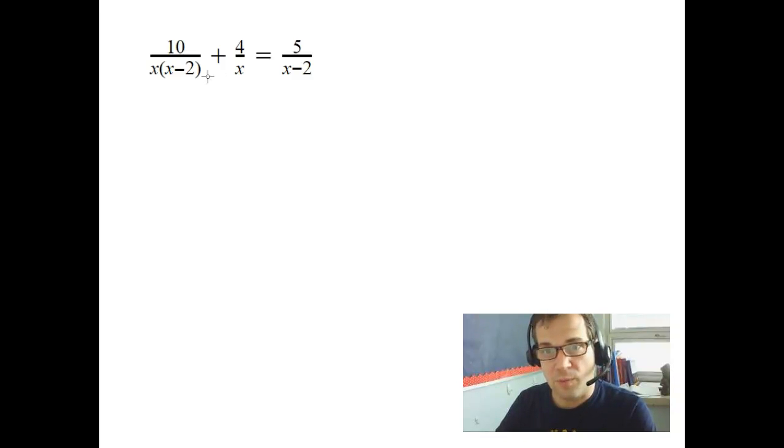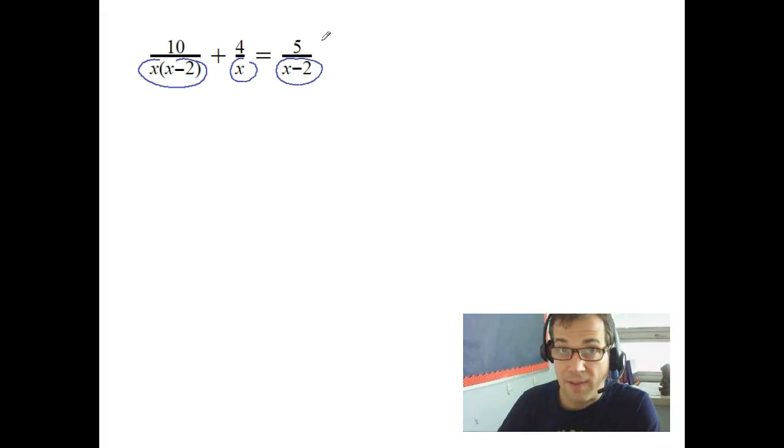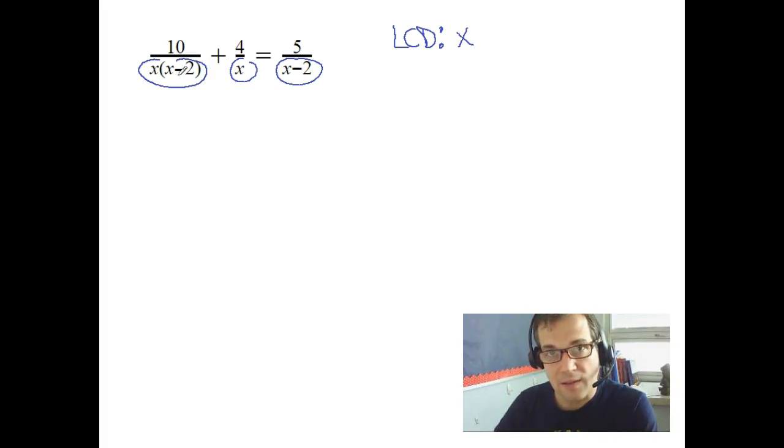We have an equation with some rational expressions inside of it, so our first job is to find that least common denominator. I'm going to focus all my energy on these denominators and find the common denominator. I'll write this down all the time as a point of reference. This denominator has an x, so I'll need an x. It has an x minus 2, so we'll need an x minus 2.